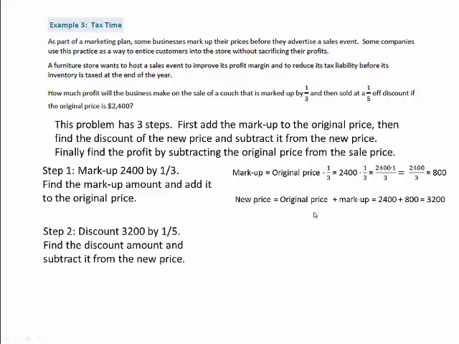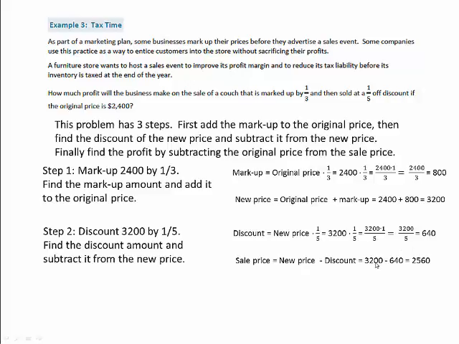In step 2, we're going to find a discount of that new price of 1/5. So we're going to take $3,200 and find 1/5 of it. And we're going to subtract this from the new price. 1/5 of $3,200 is $640. Subtracted from $3,200, that's $2,560.